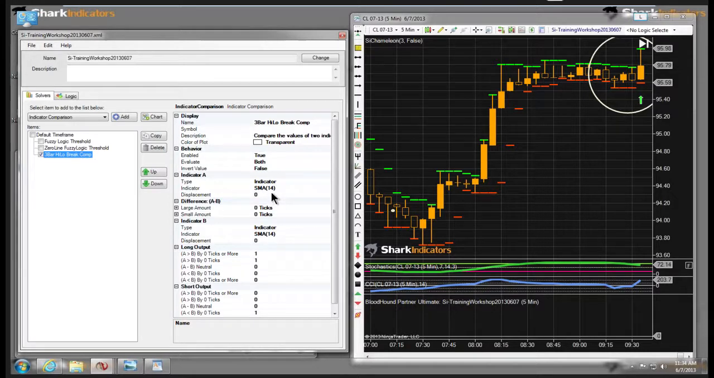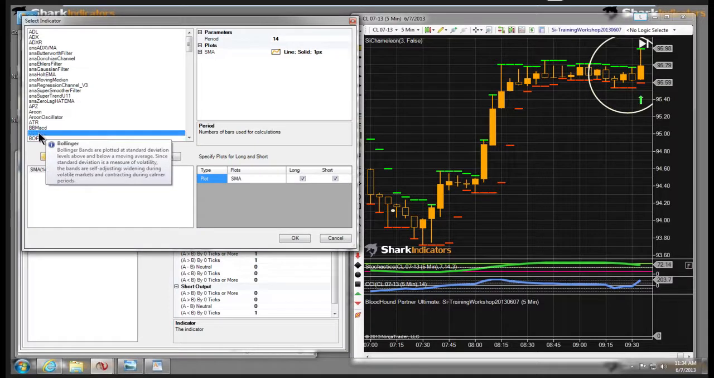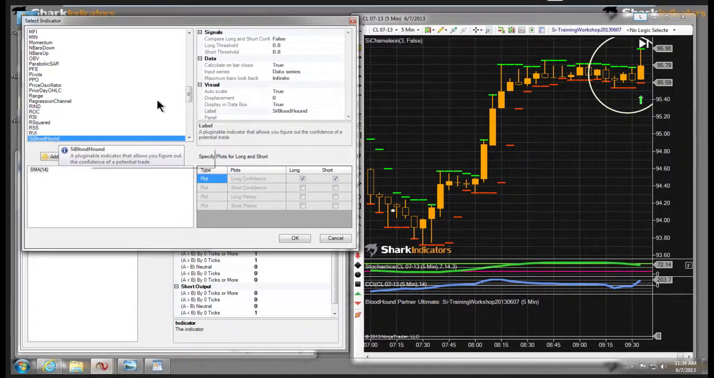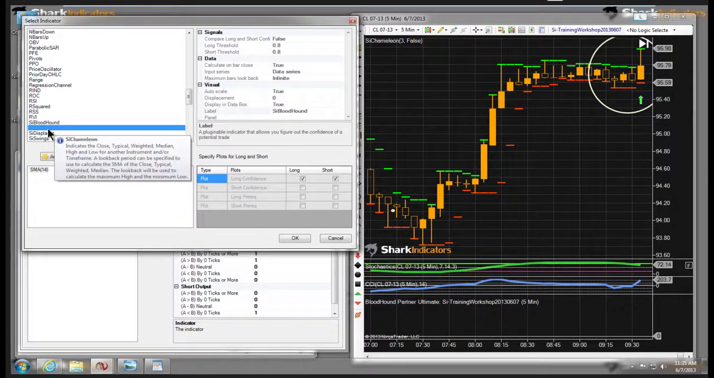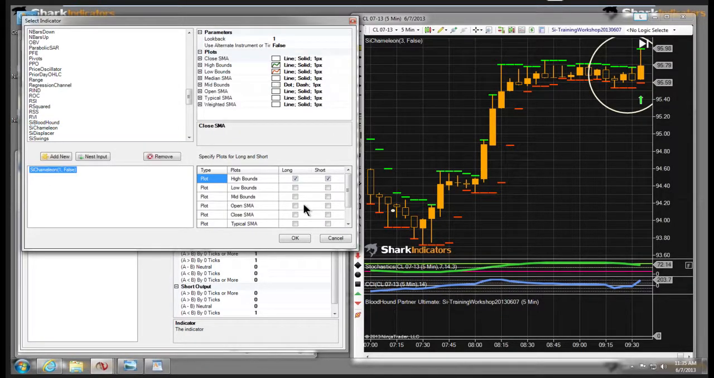All right. Let's see. The next step is I'm going to be comparing the high and the low of the current bar to the previous bar's SI Chameleon high and low marker. So let me get the high and low price for indicator A section. So I'll change this over to Chameleon.